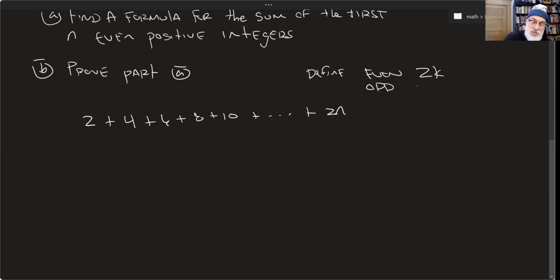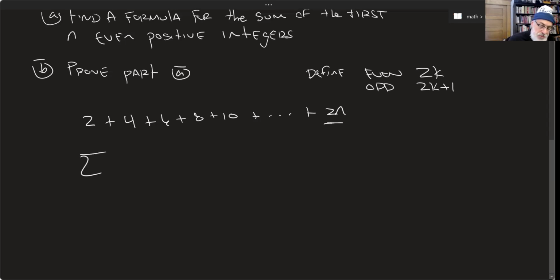Just for the sake of consistency, we'll say that odd will be 2k plus 1. So think about why that's true. If I take any integer and multiply it by 2, I get an even integer. 2 times 5 is 10. 2 times 7 is 14. And if I add 1 to every even integer, I get an odd integer. So this is how we define odd and even. So that's why I'm writing this as the sum up to 2n.